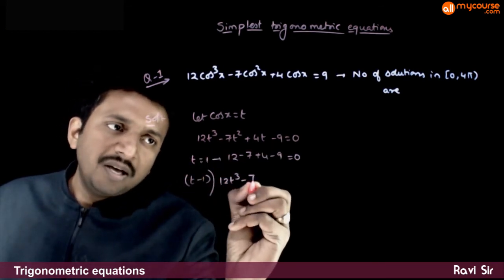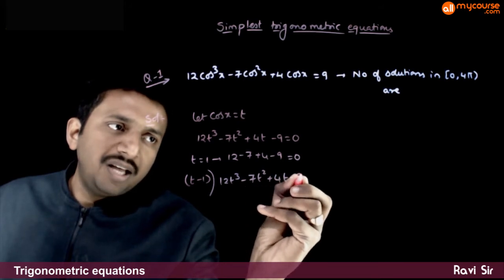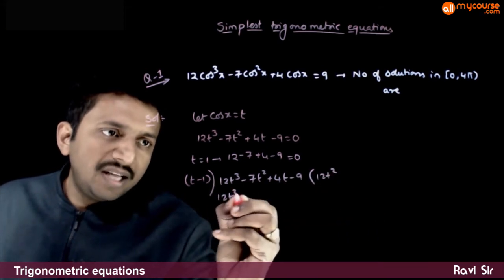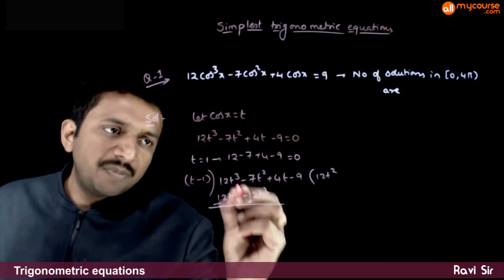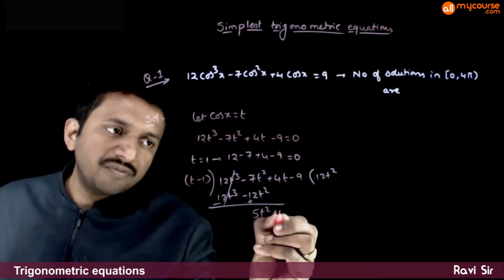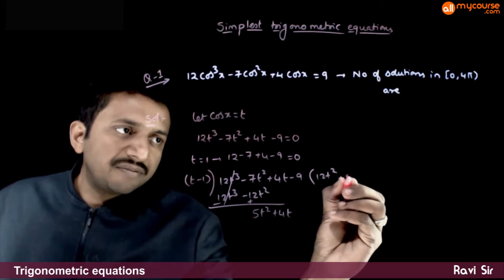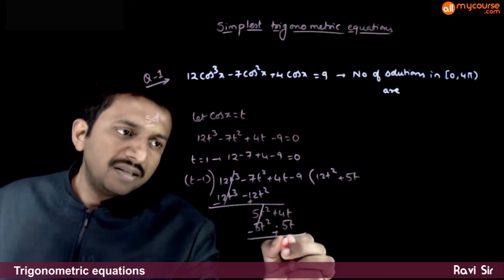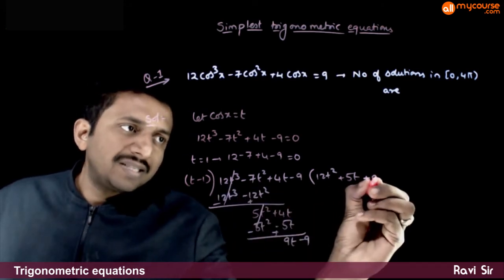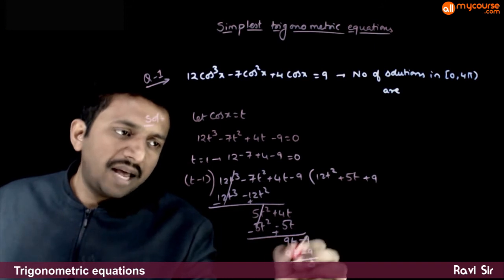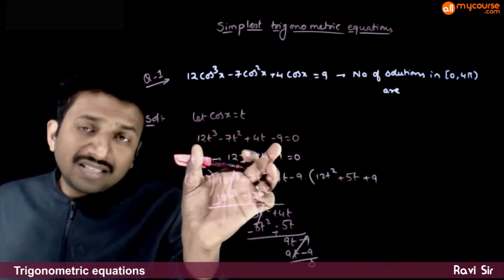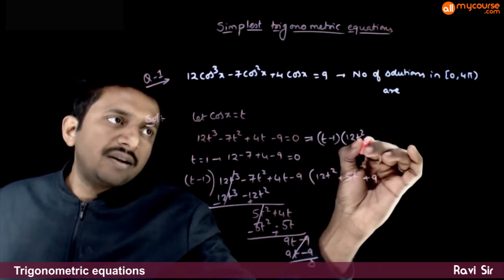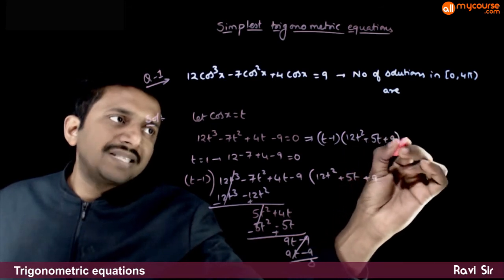So 12t cube minus 7t square plus 4t minus 9. If you divide this by t minus 1, you have 12t square. So you have 12t cube minus 12t square, minus plus. So you have 5t square plus 4t. So you have plus 5t. So 5t square minus 5t, minus plus. So 9t minus 9, so plus 9 and minus 9. We have 0. That means this can be factorized into t minus 1 into 12t square plus 5t plus 9 is equal to 0.